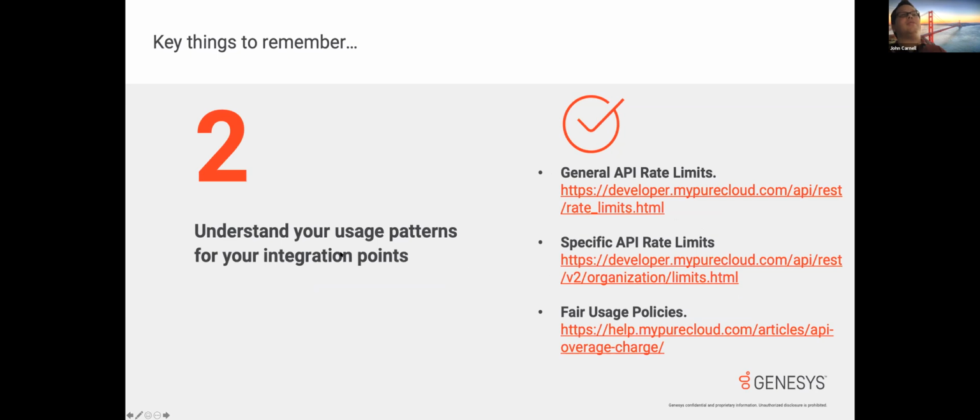The second thing is understand your usage patterns for your integration points. Genesys Cloud is not unique in this. Most vendors have some kind of rate limits. So familiarize yourself with the rate limits and the fair usage policies before building integrations with the platform. What often happens is integrations are built during initial implementation, and then problems are not discovered until two or three months after people have gone live and you're finally fully bringing up the site with all the traffic. So to avoid some pain and really avoid very common problems that we've seen, really familiarize yourself with those general API rate limits, and also the API specific rate limits.